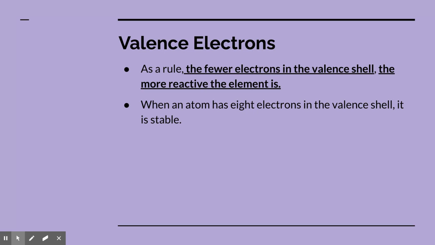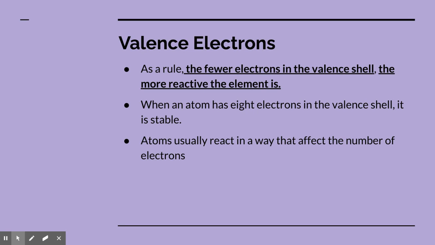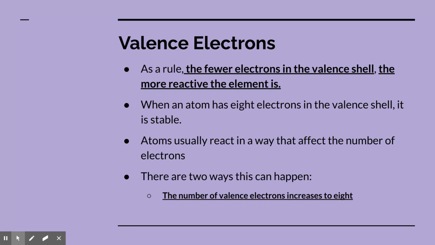Okay. So when an atom has 8 electrons in a valence shell, for the most part, it's stable. Okay, it's happy. It's at equilibrium, relatively speaking. Atoms usually react in a way that affects the number of electrons. There are two ways that this can happen. Either the number of valence electrons increases to 8, or valence electrons are given up.